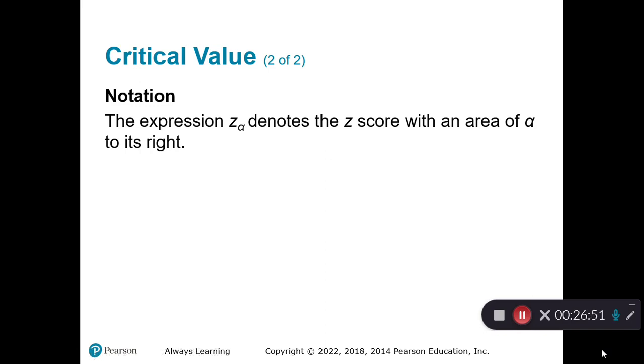The notation for a critical value when it comes to a z-score is the letter Z with a subscript to the bottom right. Here, this is the Greek letter alpha. It looks like a funny looking A, but it is the Greek letter alpha. So Z with alpha as a subscript corresponds to a critical value where the area to its right is equal to exactly alpha.